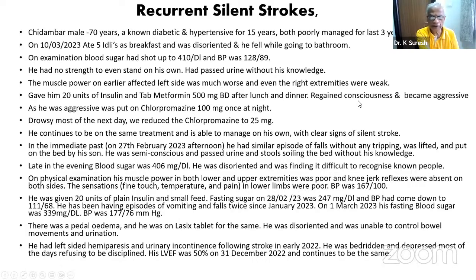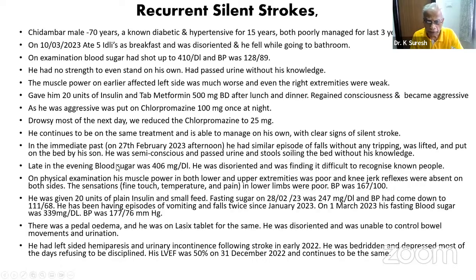Since he was agitated, we put him on chlorpromazine that night. The next day, the entire day he was drowsy. Only the following day he was put on a smaller dose of chlorpromazine, 25 mg. Today, after about 36 hours, he is almost normal and able to walk around, and the CT scan shows silent strokes in the patient.